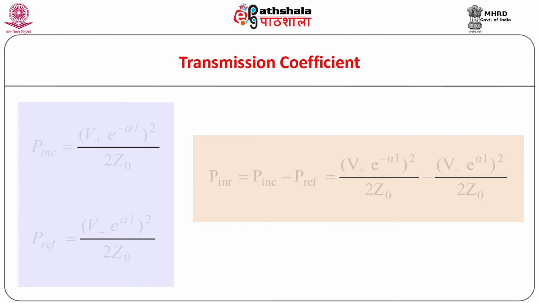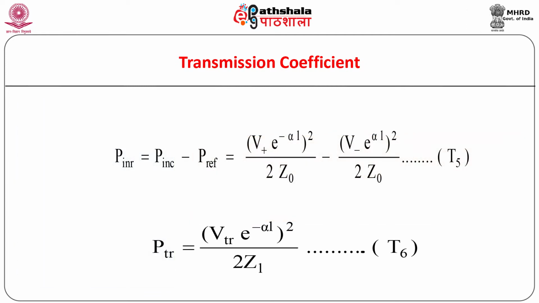Thus, we have P in R minus P in C minus P reflected equal to, the expression shown in terms of the amplitudes V plus and V minus. Note that we have to consider only the attenuation constant alpha. This is due to the fact that the modulus of e raised to minus j theta L into L is unity. In other words, the phase angle does not alter the amplitude of the voltage or current signal.